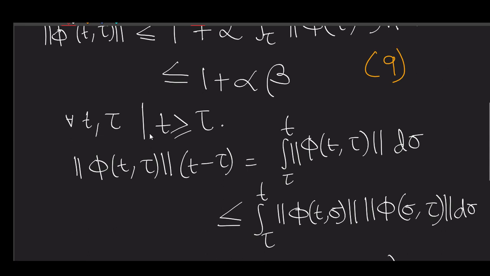This equation 9 also holds good for any arbitrary t comma tau, provided t is greater than or equal to tau. Now we'll exploit a few properties of the transition matrix, and we'll do it in a clever way. We'll solve this. We'll show that we are very smart people. We can do anything, whatever we want.